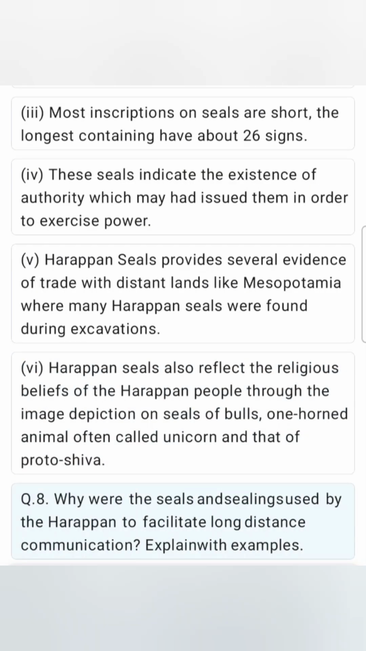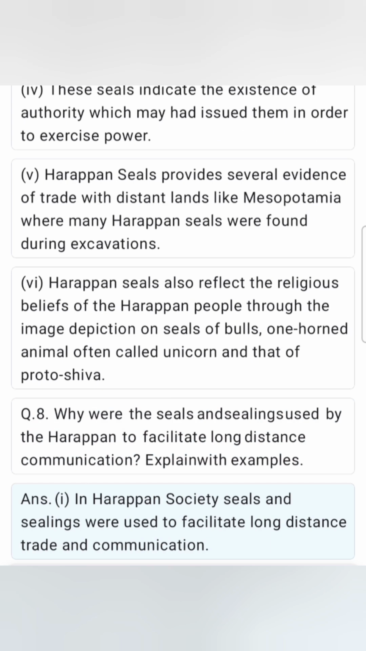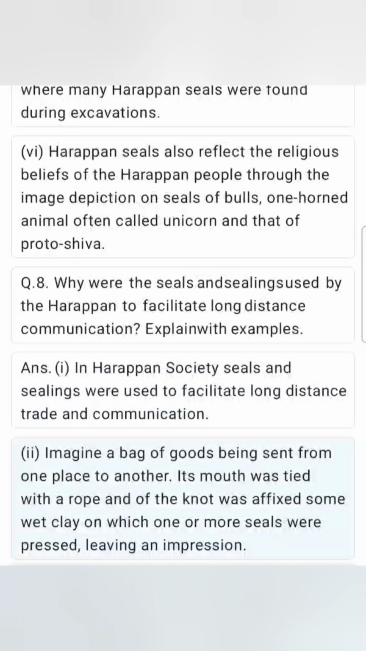Q. 8. Why were the seals and sealings used by the Harappans to facilitate long-distance communication? Explain with examples. Ans. I. In Harappan society, seals and sealings were used to facilitate long-distance trade and communication. II. Imagine a bag of goods being sent from one place to another. Its mouth was tied with a rope and on the knot was affixed some wet clay on which one or more seals were pressed, leaving an impression.